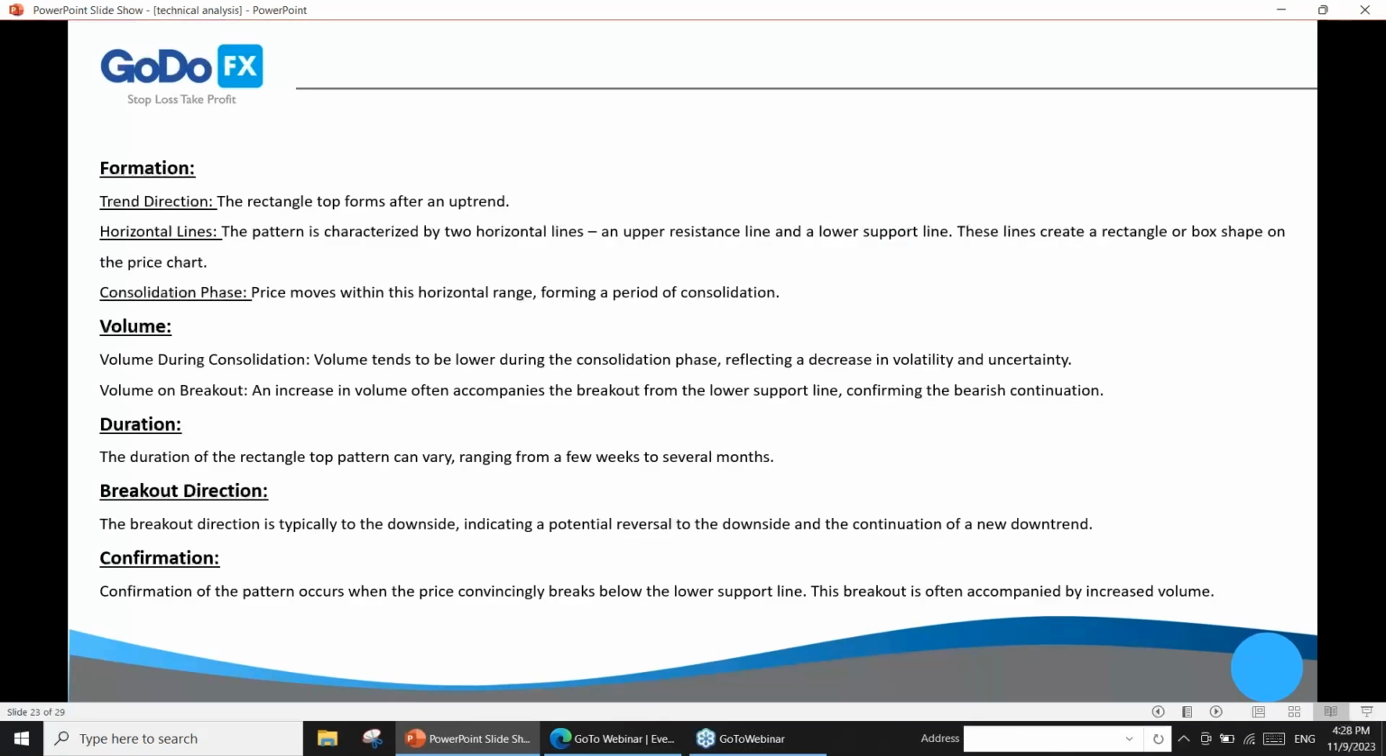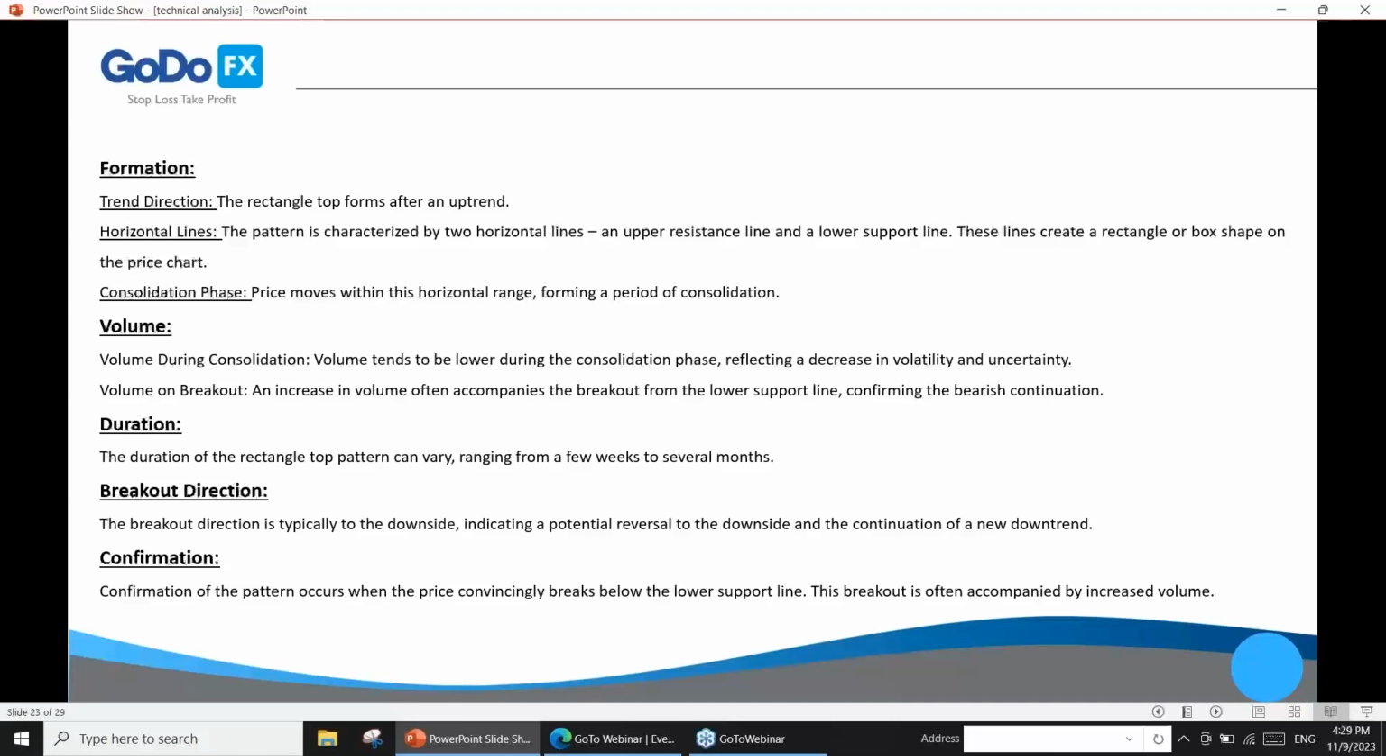So the rectangle top forms after an uptrend, and the pattern is characterized by two horizontal lines, an upper resistance line and a lower support line, and these lines create a rectangle or a box shape on the price chart. And after the consolidation phase, the price moves within the horizontal range, forming a period of consolidation.